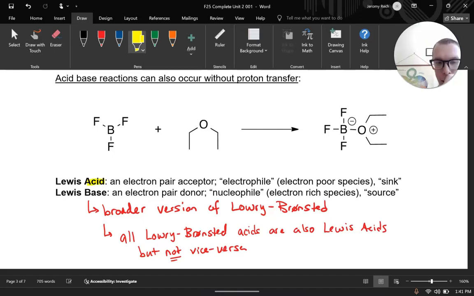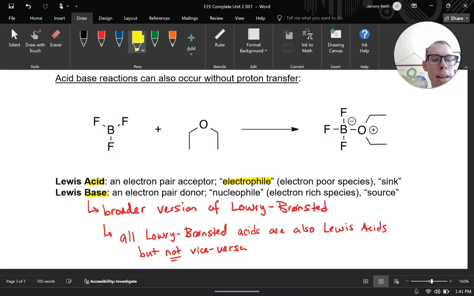Our Lewis acid is going to be the acceptor of a lone pair. So when we draw our mechanism, we start at our base and then it goes towards the acid. That acceptor of the lone pair is where that arrow goes. And this is going to have a nice new term that we're going to use a ton, which is electrophile. Your electrophile is going to be your electron deficient or electron poor species, and is going to be the sink when we talk about our source and sink.